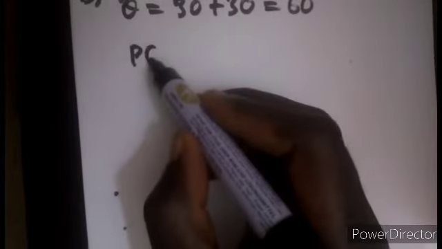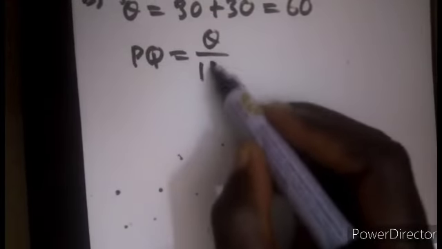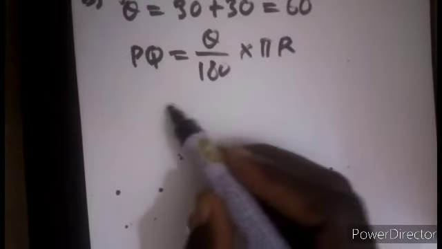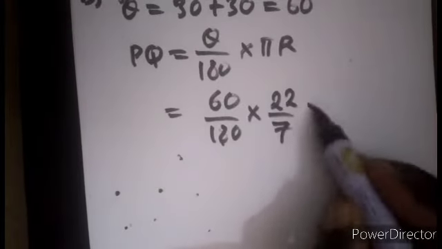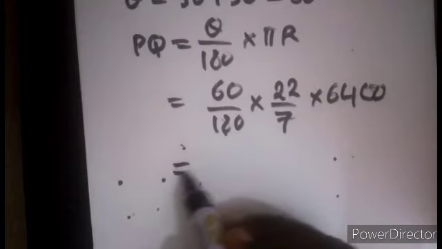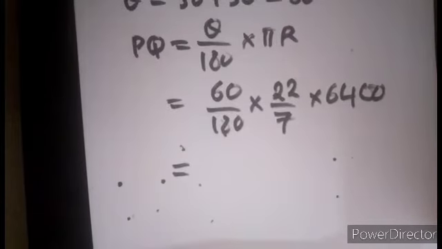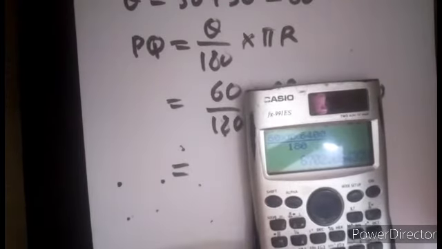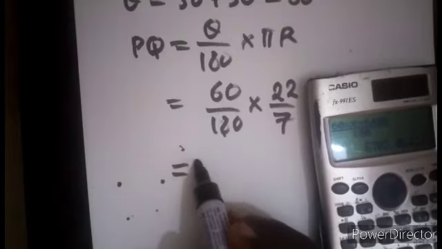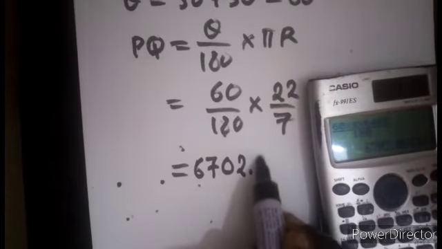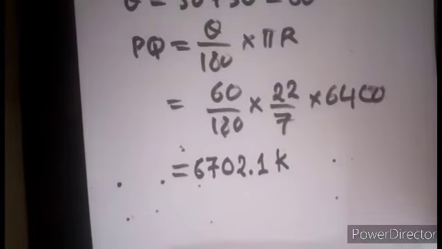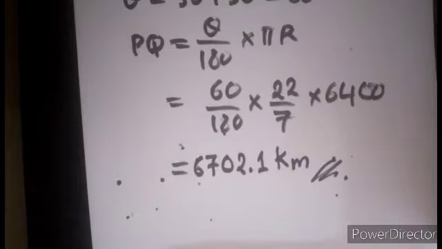And therefore PQ, which is theta all over 180 times pi R, will give us 60 all over 180 times 22 over 7 times 6,400. Use your calculator. You have exactly 6702.1 kilometers. That is it.